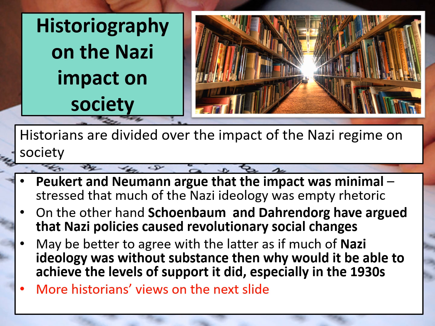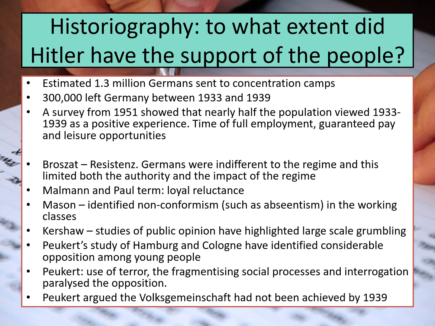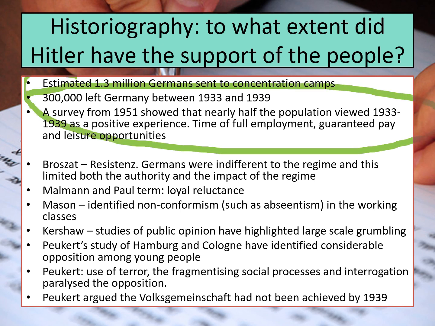On the next slide, we've got some more information about some different historians' views, which again you can use in any exam answer on the impact of social policies. You should have seen this slide before in lesson. We've got some general statistics talking about to what extent people supported the Nazis, and then lots of different historians' views about to what extent they had the support of the people. So you can use some of these in exam answers if you want to. Don't write them all down, just make sure you pick out a couple that you think are the best ones to support your arguments.